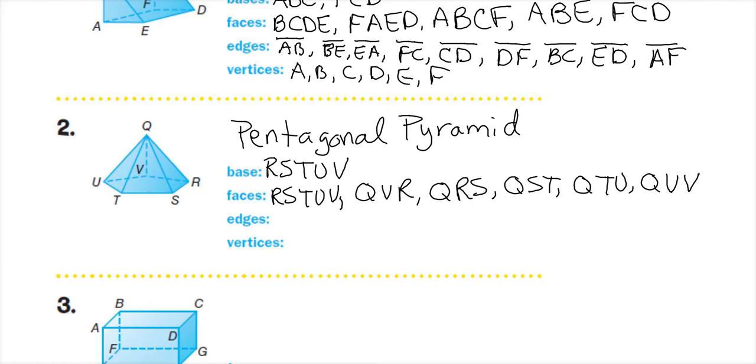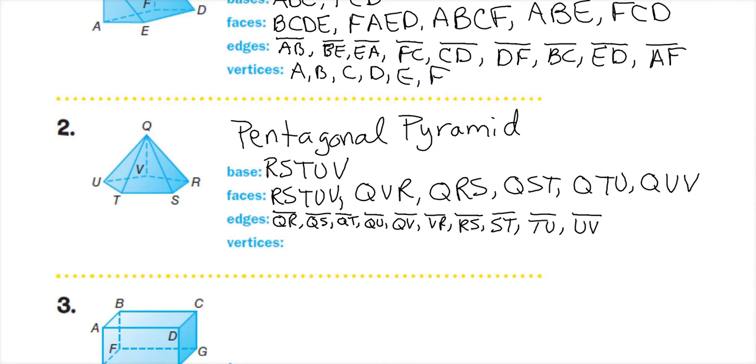Okay, next we're going to do the edges. Again, this is the part that's the most time consuming, so I'm just going to go straight through. So it's QR, there's QS, there's QT, there's QU, there's QV, there's VR, there's RS, there's ST, there's TU, and there's UV.